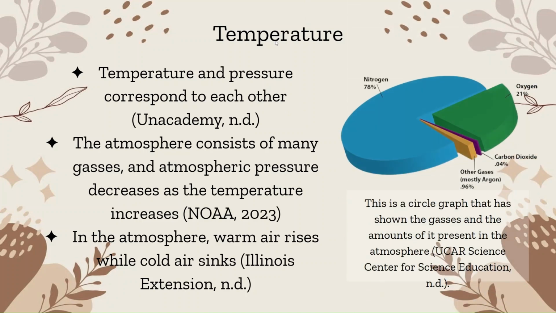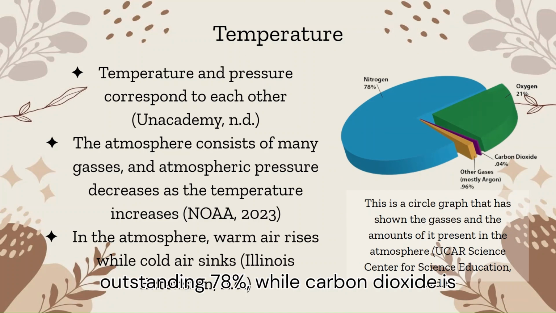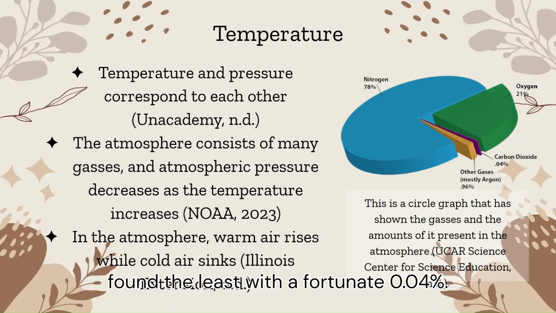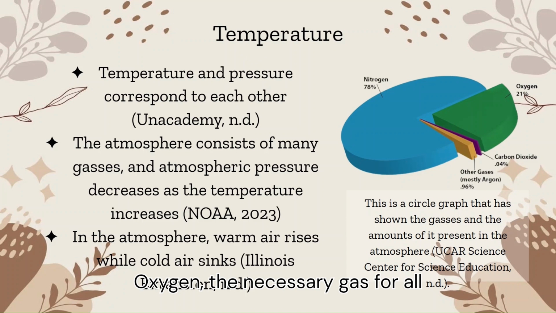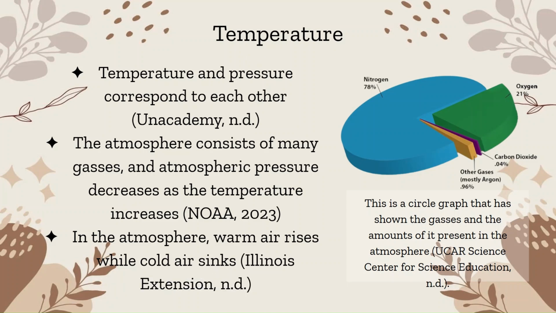This is a circle graph that shows the gases and the amounts of them present in the atmosphere. As you can see, nitrogen is found the most in the atmosphere with an outstanding 78%, while carbon dioxide is found the least with a fortunate 0.04%. Oxygen, the next necessary gas for all organisms to survive on Earth, makes up a solid 21% of the atmosphere.